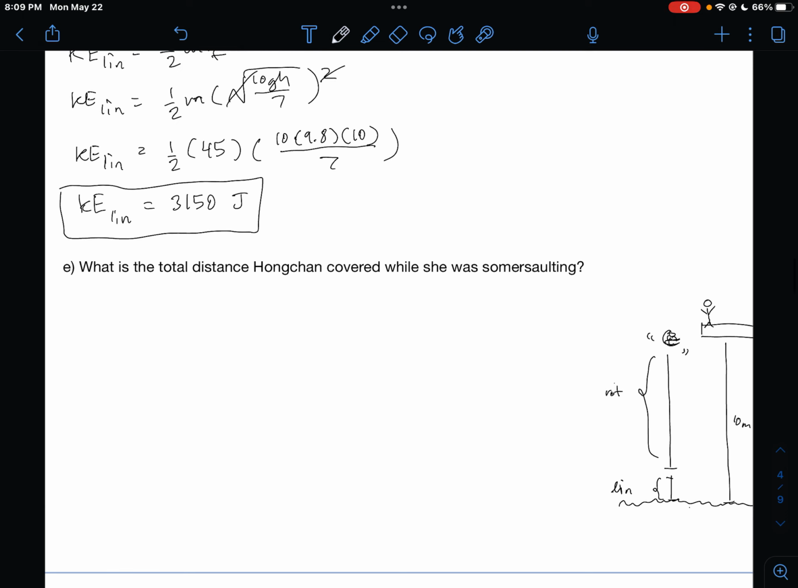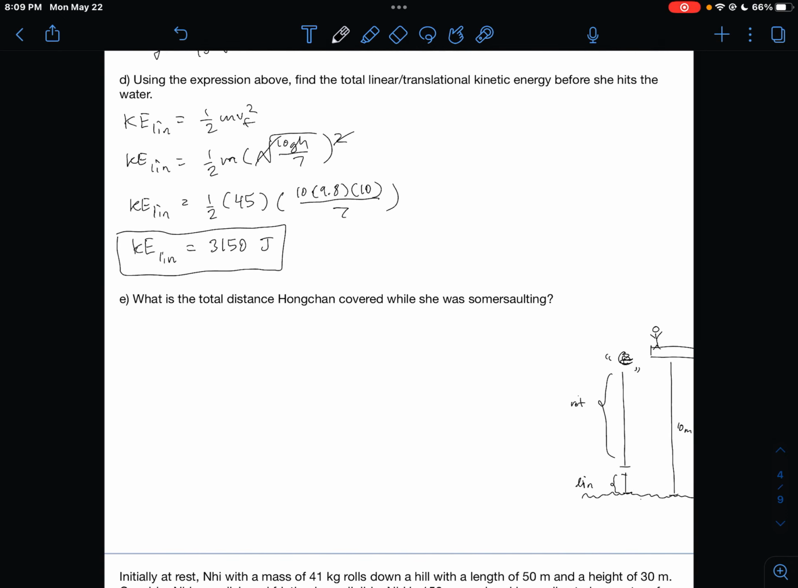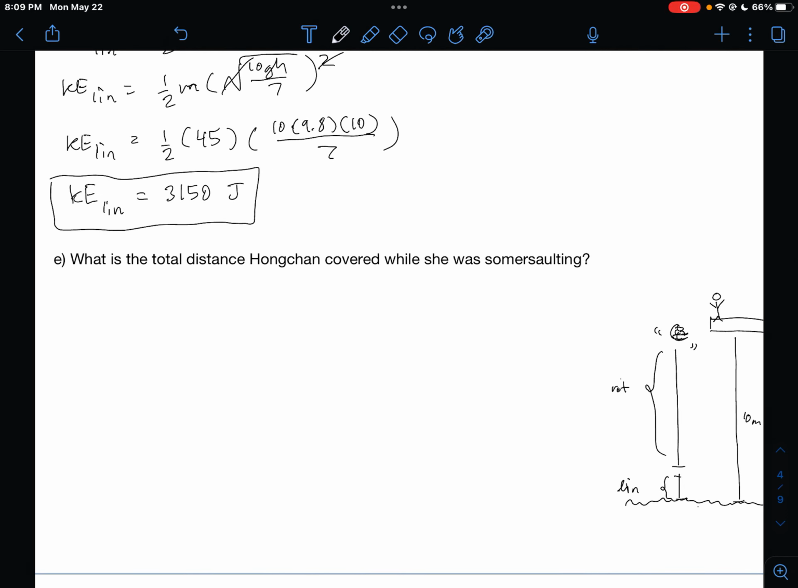Now part E asks, what is the total distance Hong Chen covered while she was somersaulting? And this is a picture I drew beforehand just to make everything quicker. So this is her on a 10 meter platform, and then that's her when she's rotating right here, and this is her when linear, just so I can picture it better. And during this period of rotating, she did 3.5 somersaults, which is basically 3.5 revolutions.